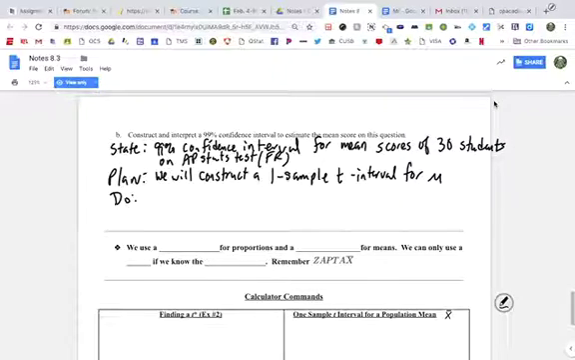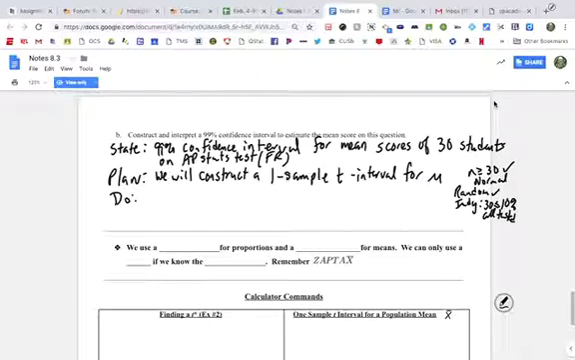So we have to check our conditions. Well, n is greater than 30, so we know it's normal. We're told in the problem it's random, so that's good. And then independent, 30 is less than 10% of all people tested. So we're good there as well. So we know it fits our t distribution.